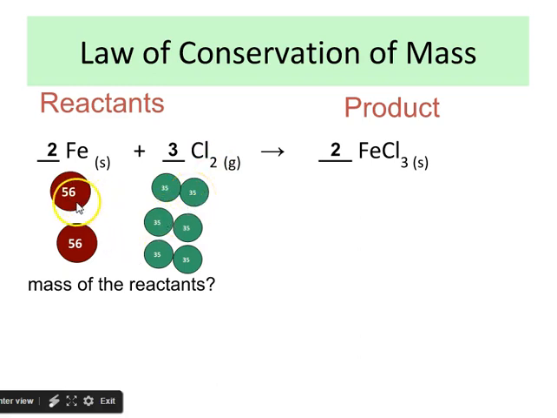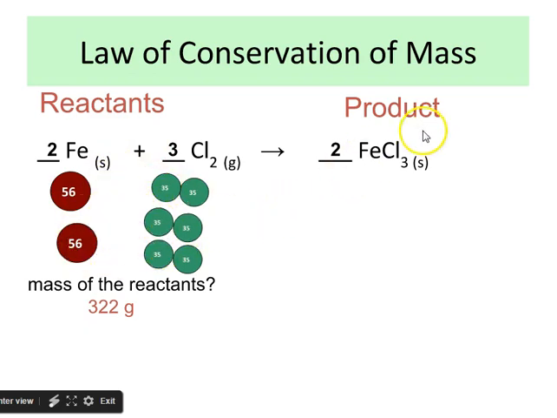Now, we want to know the mass of the reactants. So I put the molar mass, or the atomic mass, in each circle to represent the atom and its atomic mass, okay? So iron, if you look on the periodic table, has a mass of about 56. Now, when we total up the mass of the reactants, you add all these numbers together, it comes out to 322 grams.